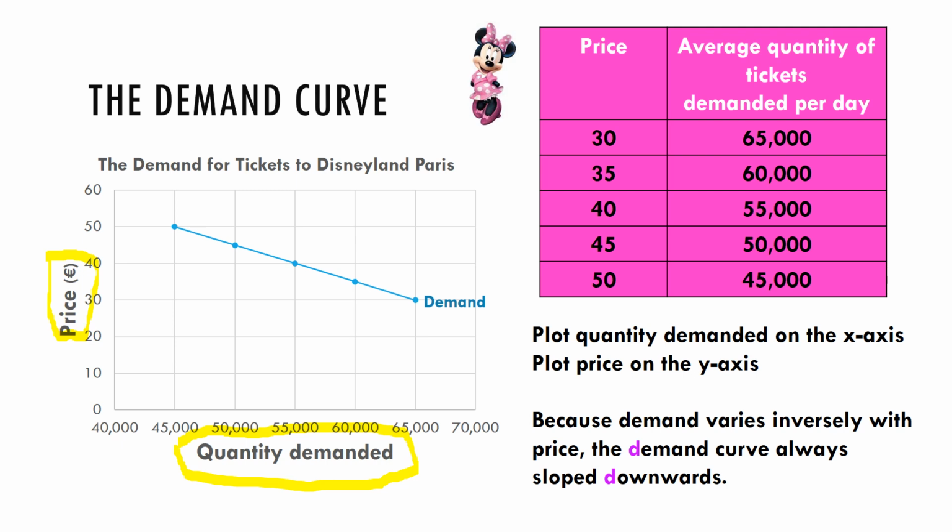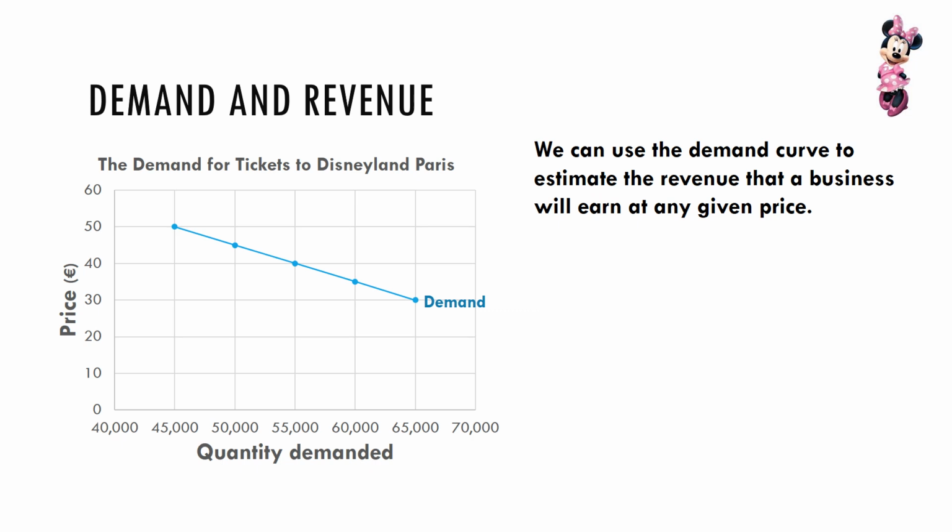Okay. A good way to remember this is that we've got an inverse relationship here, so it's going down. And because the demand varies inversely with price, the demand curve always slopes downwards. Down, down, down, down. And we can use the demand curve to estimate the revenue that a business will earn at any given price, the amount of money the business will receive from selling tickets.